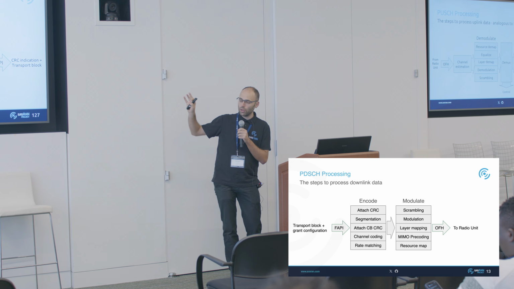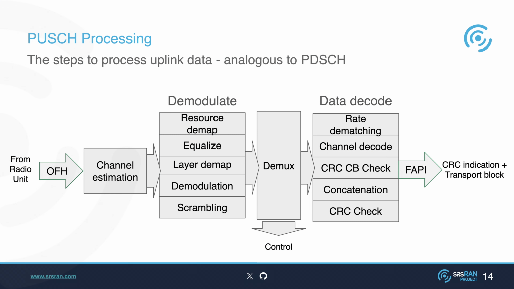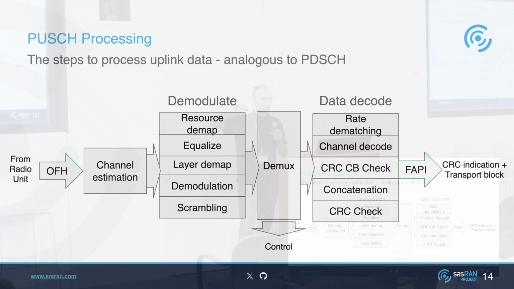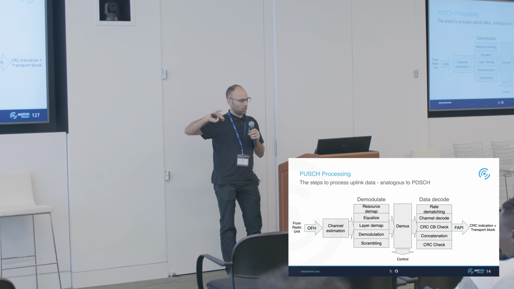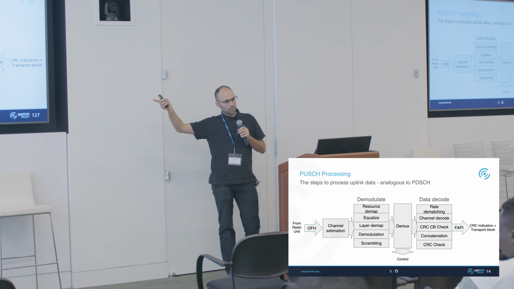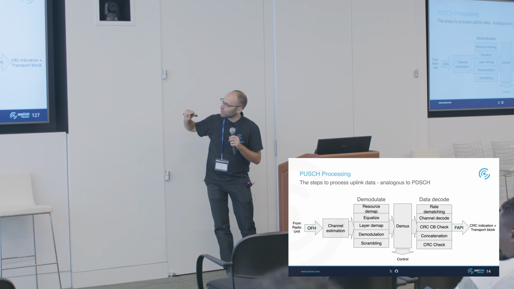And then for the PUSCH, it would be the opposite. We will get a resource grid from the radio unit. And then the first step is channel estimation, then the demodulation, and then the demultiplexing of the control and the data. Then the data will be decoded and the results sent over FAPI to the MAC layer.